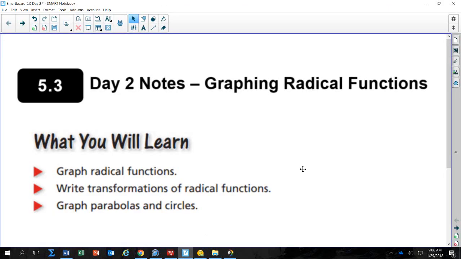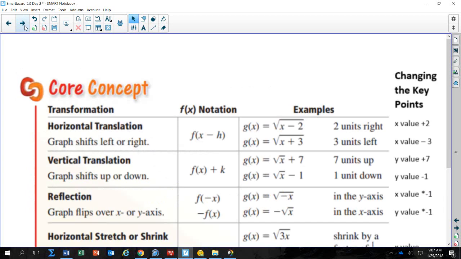So today our main goal is to still graph radical equations. We're going to add on a new skill of writing transformations of radical functions as well. So in the core concepts, I went ahead and just again gave you some review about what basic transformations we have.